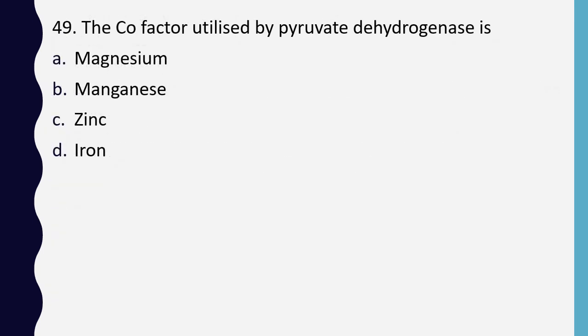Question number 49. The cofactor utilized by pyruvate dehydrogenase is magnesium, manganese, zinc, iron. Cofactor utilized by pyruvate dehydrogenase is. Correct answer is option A, magnesium.